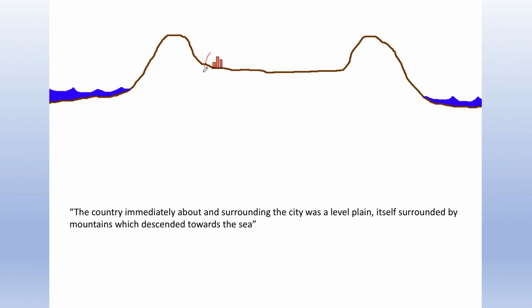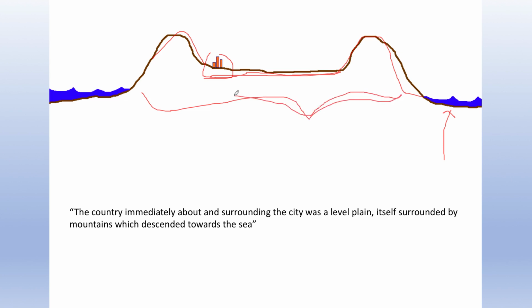You have the city situated on a plain, and you have mountains surrounding that plain, and the mountains descend toward the sea. But there's only one major problem with this configuration of Atlantis. For Atlantis to have actually gone underwater, this entire stretch of land, 300 by 200 miles, would have had to collapse vertically by a significant amount. And the problem is that we don't have any evidence of land that size sinking vertically ever happening in the 4.6 billion years of history that we know of.